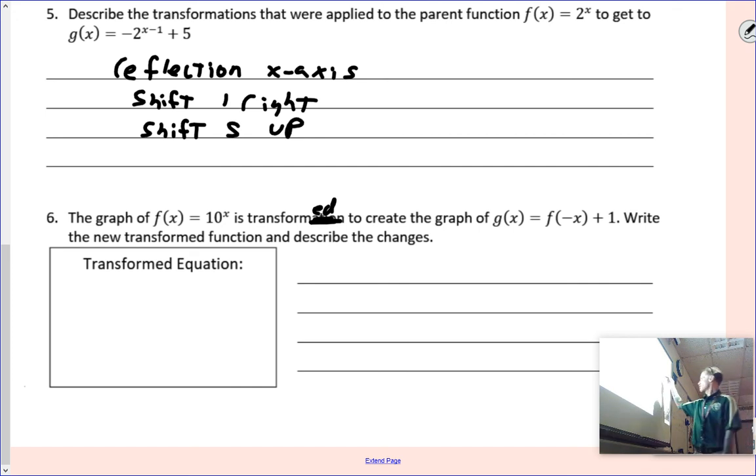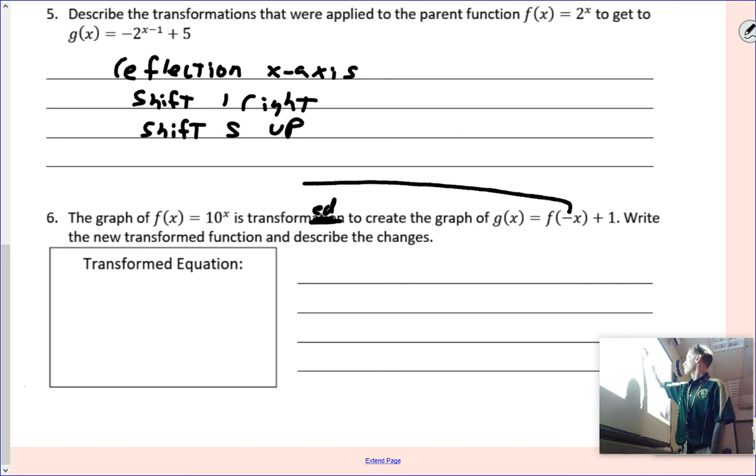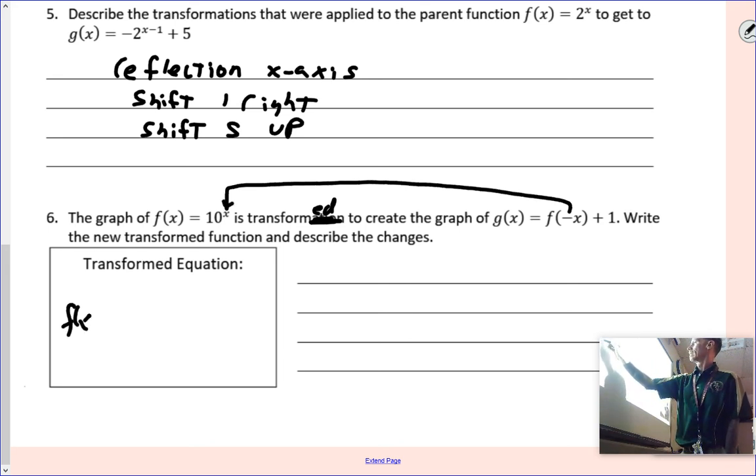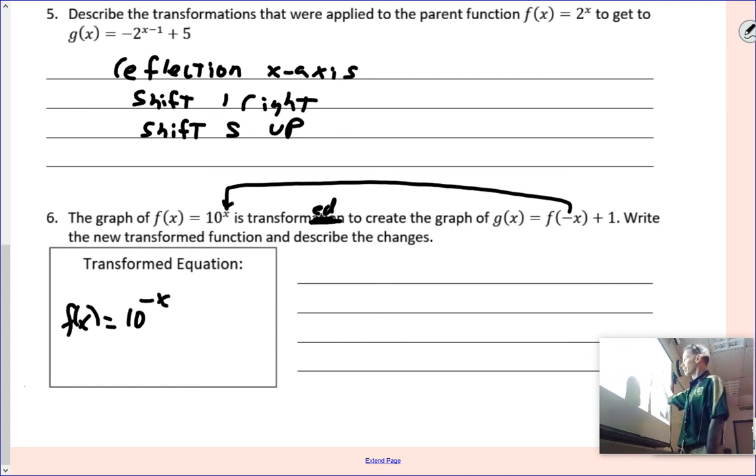Well, the transformed function is just taking this stuff and putting it into where it is, right? So the negative x can just get plugged in there. So it'd be 10 to the negative x power. And then the plus 1 is just on the outside.